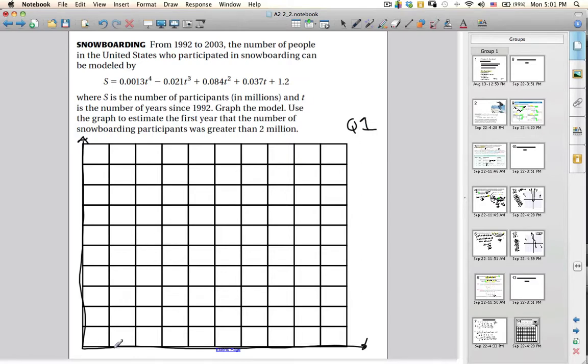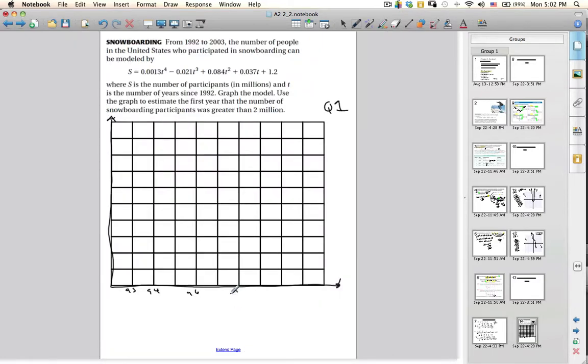I know that this axis is the year, starting since 1992, so this would be 93, 94, right? 95, 96, 97, 98. This is 2000, and over here is 2002. And if I go ahead and plug this in, and again, if I use the second graph function, I'll get a table, and I can actually get an input-output table by looking at that.